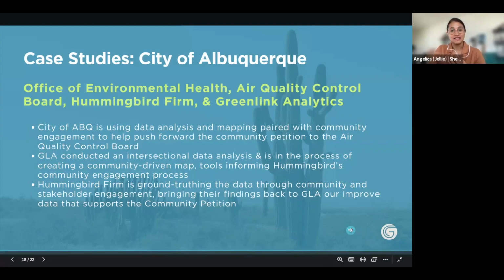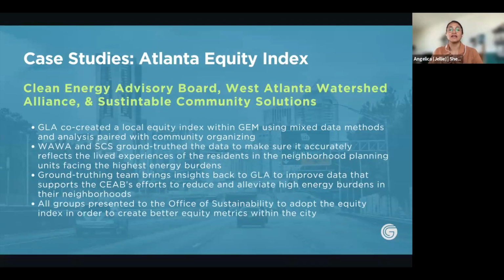Another example I would like to share with you is the pilot project that we did with the City of Atlanta regarding an Atlanta Equity Index. An equity index is a local, community-driven, co-creation process that we stewarded, supported with the Clean Energy Advisory Board with Atlanta, which is comprised of residents from the neighborhood planning units in Atlanta, especially those in areas that are most energy burdened. The West Atlanta Watershed Alliance, which is a local nonprofit organization and a strong partner of ours, and Sustainable Community Solutions, which is the consultant intermediary that helped build upon the community engagement and capacity building within the community.